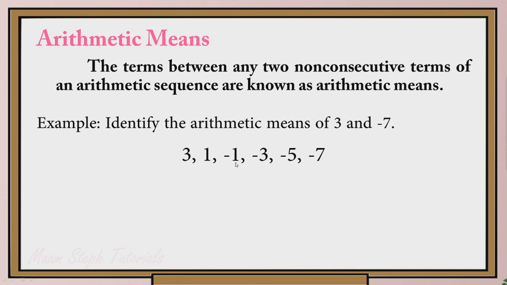Another is the arithmetic mean between 1 and negative 5. So, yung nasa gitna ng 1 at saka negative 5, and those terms are negative 1 and negative 3. So, that means the arithmetic means of 1 and negative 5 are the terms negative 1 and negative 3. So, yung nasa gitna ng dalawang hindi magkasunod na terms.